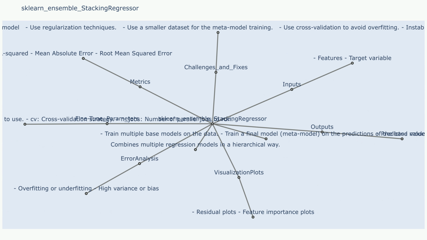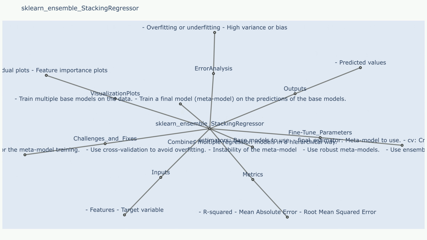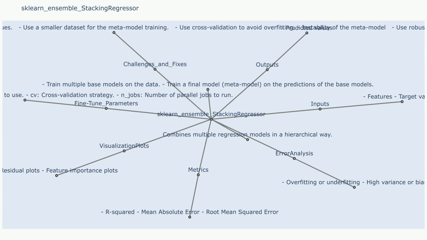Metrics. Mean squared error, MSE, measures the average squared difference between the predicted and actual values. Root mean squared error, RMSE, the square root of the MSE, providing a measure of the prediction error in the same units as the target variable. R squared, a measure of the model's goodness of fit, indicating the proportion of variance in the target variable that is explained by the model. Mean absolute error, MAE, measures the average absolute difference between the predicted and actual values.